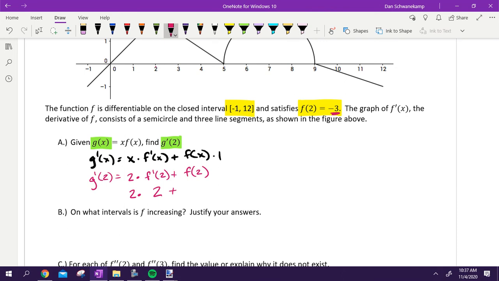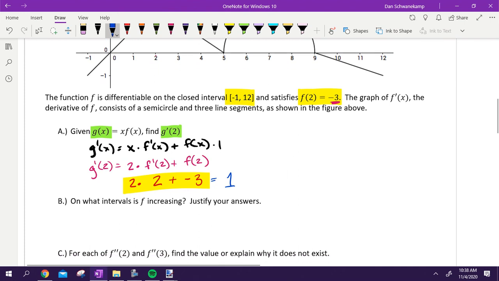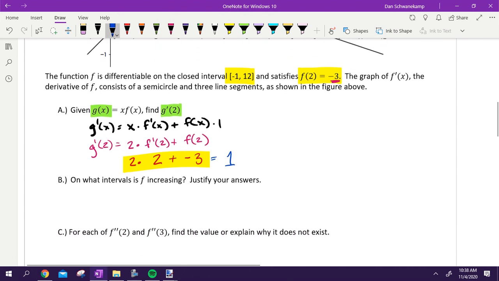Plus f of 2, which is -3. They told me that right there. They gave it to me. I don't have to get crazy. So plus -3. This is my answer. I don't have to do anything else. It's a free response question. Leave it. What would my answer actually be? It'd be 1, but there's a decent chance you might do something funky, so be careful there. But my answer is 1. Nothing hard on it. We good?